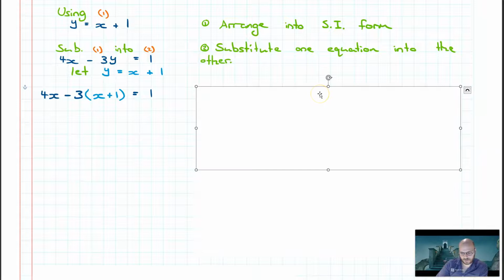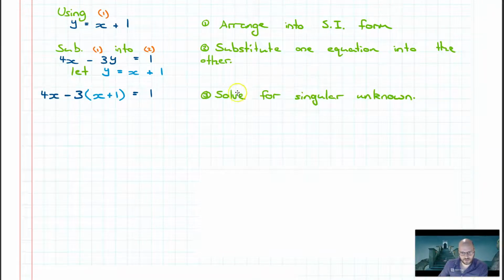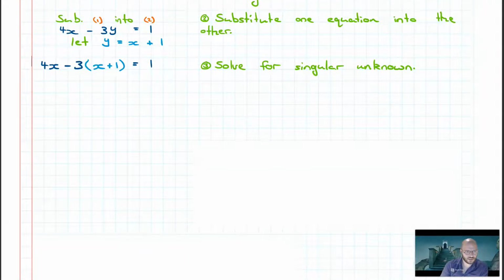In the next step, we need to solve for our singular unknown in this equation we've just generated. So, solving this, firstly, we open up our brackets, remembering that this minus belongs to the 3 here, and that's going to give us, on the right hand side, 1. On the left hand side we still have a 4x, minus 3x, and then minus 3. So minus 3 times x is minus 3x, and minus 3 times 1 is minus 3.